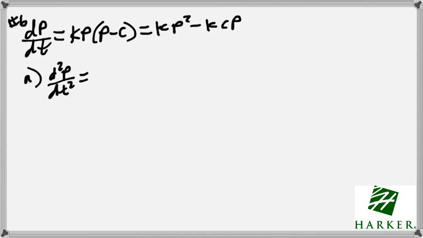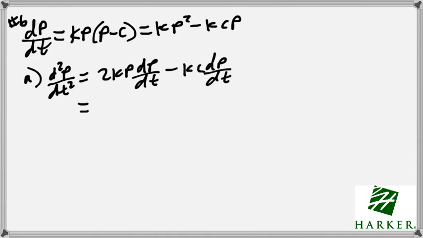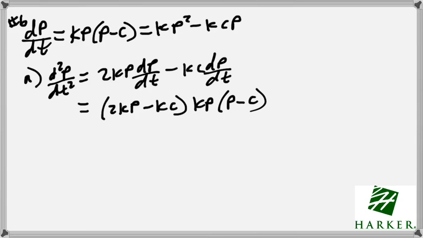Anyways, so the derivative of kp squared is 2kp dp/dt minus kc dp/dt. And then dp/dt is up above, so I'm going to factor that out. So it's going to be (2kp minus kc) times dp/dt, which is kp times (p minus c). So that's the first part of part A. Find d squared in terms of p.